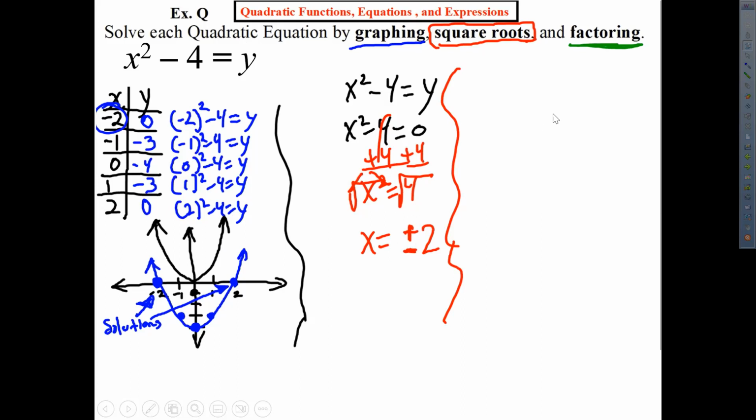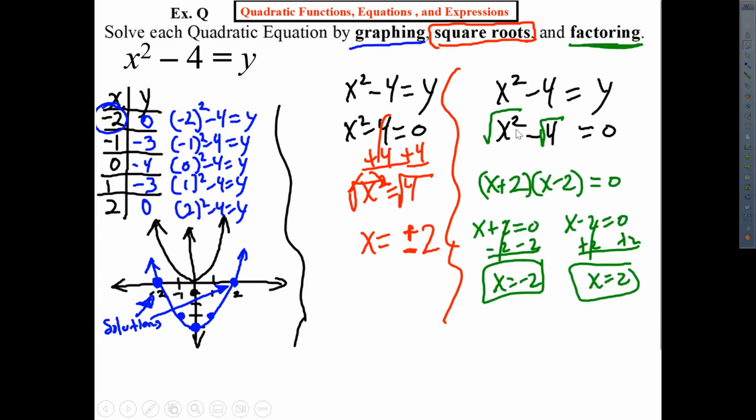And the third method was by factoring. I write the equation again and then set it equal to 0. And then from there, we see that it's a difference of squares. Here's the minus, squared and squared. So we take the square root of the first, that's x and x. Square root of the second, which is 4. Square root of 4 is +2 and -2. And these are my factors. Set each one equal to 0 and we solve.